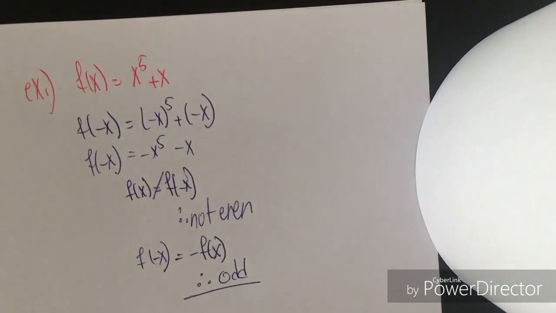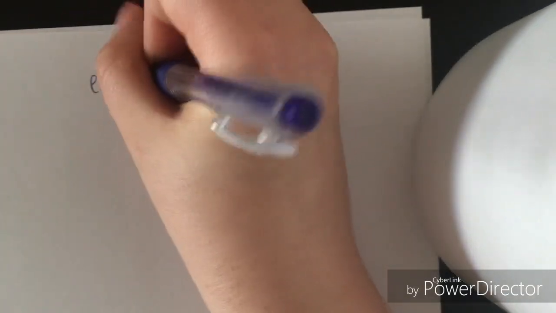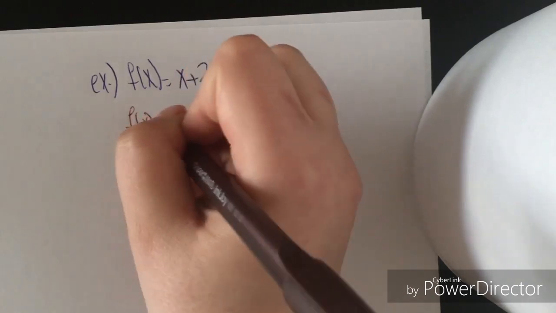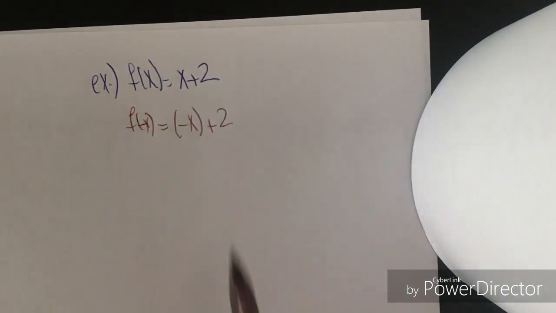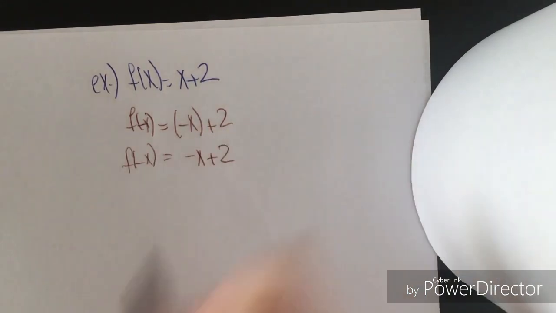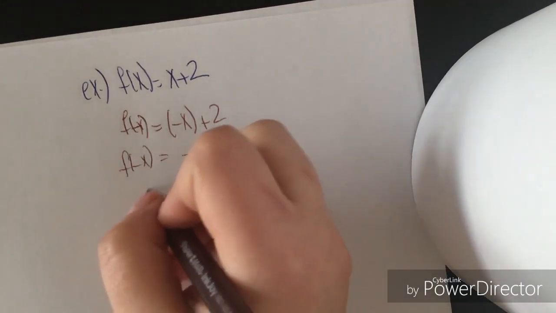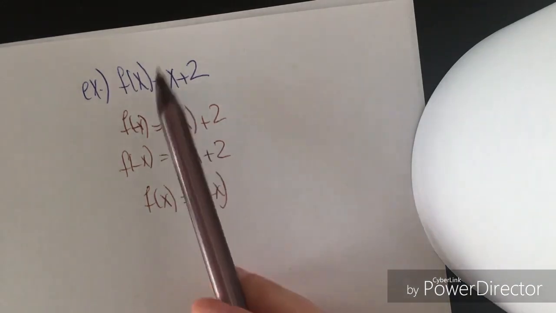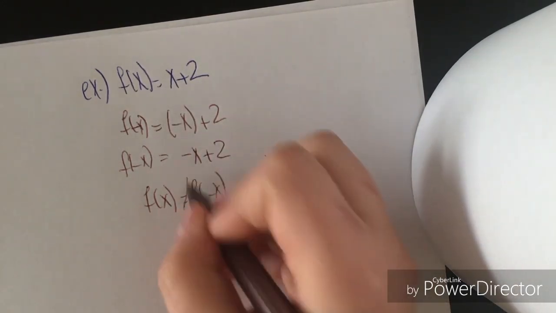Now let's do another example. We have f of x equals x plus 2. First find f of negative x. Whenever you see x, put negative x. This is the same as negative x plus 2. Check to see if this is even. Is f of x the same as f of negative x? No, this is not the same as that. So it's not even.